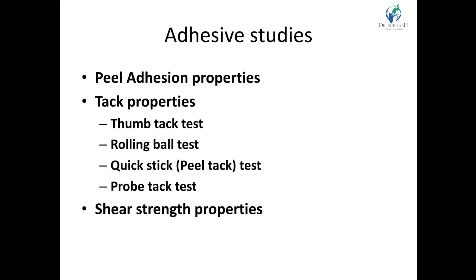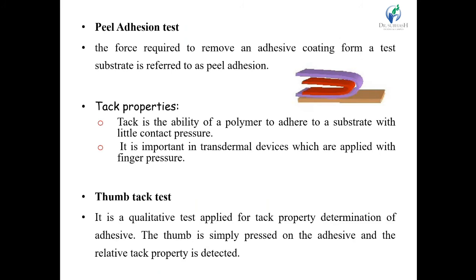Then we go for the adhesive studies. These are also important: peel adhesion, tack property, shear strength, and tensile strength are the properties you have to find out in the transdermal patch. First, peel adhesion. The force required to remove an adhesive-containing film from a test substrate is referred to as peel adhesion. We have to pull it off the surface to which it adheres.